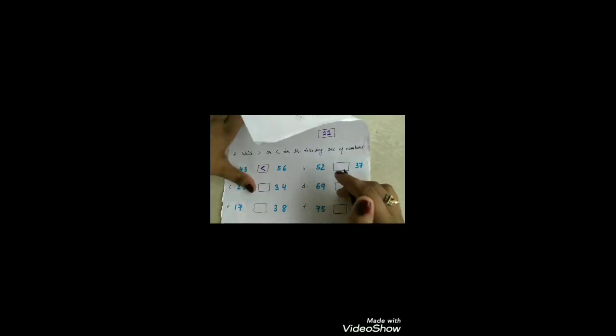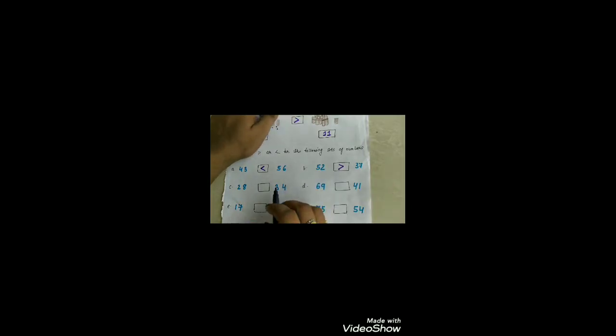Coming to the B, 52 and 37. Which one is larger? 52 and 37. Which one? Yes, correct, 52. After that, 28 and 34. Which one is larger? 28.